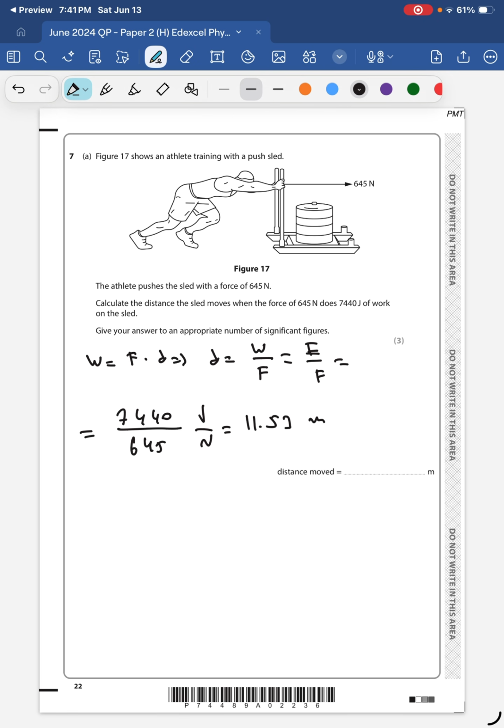meters, which is about, let's say, 11.5 meters. That's a good answer. Okay. How do I know that joules over newtons are meters?